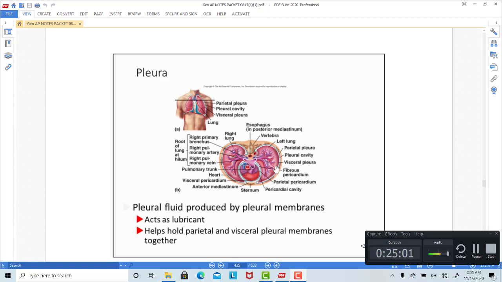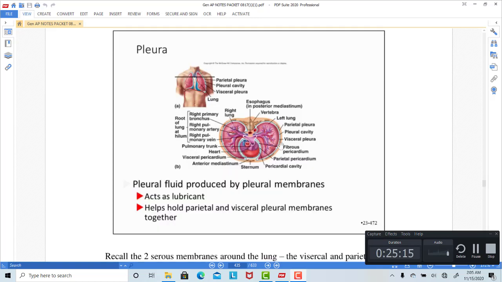These membranes fold over one another, and there's fluid between them called pleural fluid, which acts as a lubricant. So when the lungs are expanding and contracting, they don't cause pain as they rub against the body wall. These membranes are stuck together by this fluid, which pulls the lungs with the body wall when we inhale, and then they go back inward when we exhale.